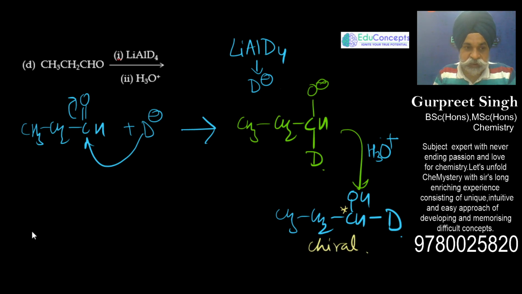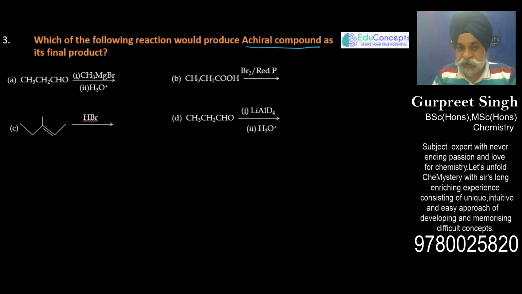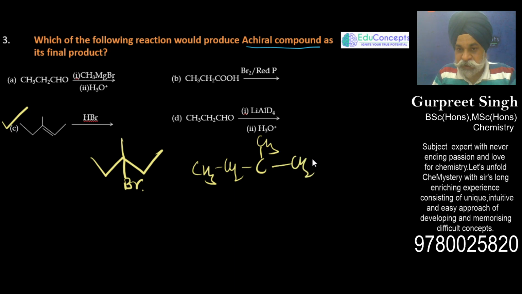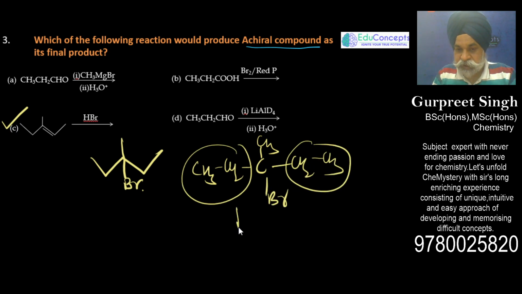It is not achiral. So we are through with the answer: option C would generate a compound of this type, which has two common groups, that is ethyl groups. This ethyl and this ethyl, both of these are common, making it achiral. So the answer to this question would be C.